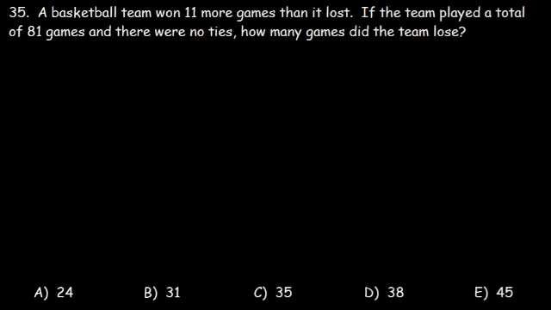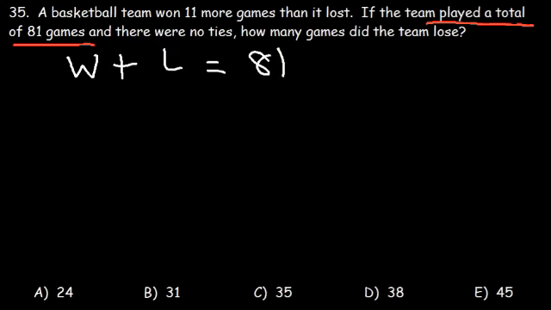35. A basketball team won 11 more games than it lost. If the team played a total of 81 games and there were no ties, how many games did the team lose? For this one, we want to convert these sentences into equations. Let's start with this portion of the sentence: the team played a total of 81 games. Some games they won and some they lost. So W plus L, the wins and the losses, should add up to 81 games, since that's the total games that they played.